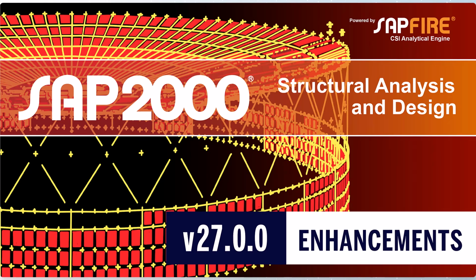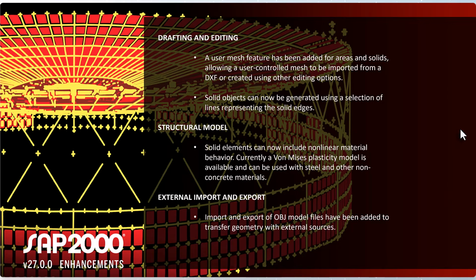In this video, we will discuss the new enhancements in SAP 2000 version 27.0.0. Let's take a look. For drafting and editing, a user mesh feature has been added for all areas and solids, allowing a user-controlled mesh to be imported from a DXF. We'll take a look at an example of this.